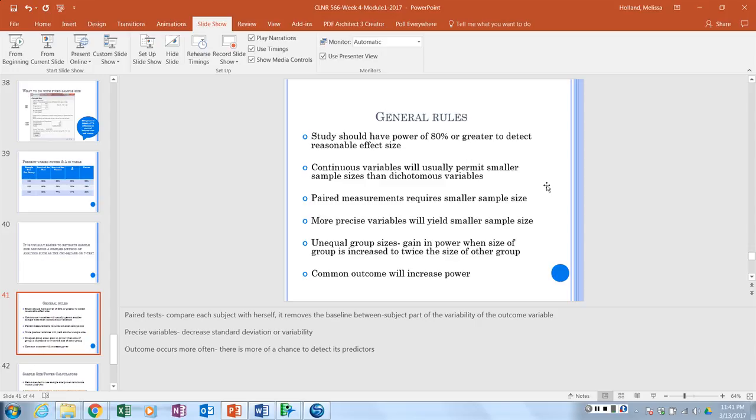Also, if you have unequal group sizes, you can gain in power when the size of a group is increased to twice the size of the other group. So this would be the case if you had twice as many controls as cases. And then also if you have a common outcome, so an outcome that occurs more often, there is more chance to detect its predictors. This is also going to increase the power of your study.